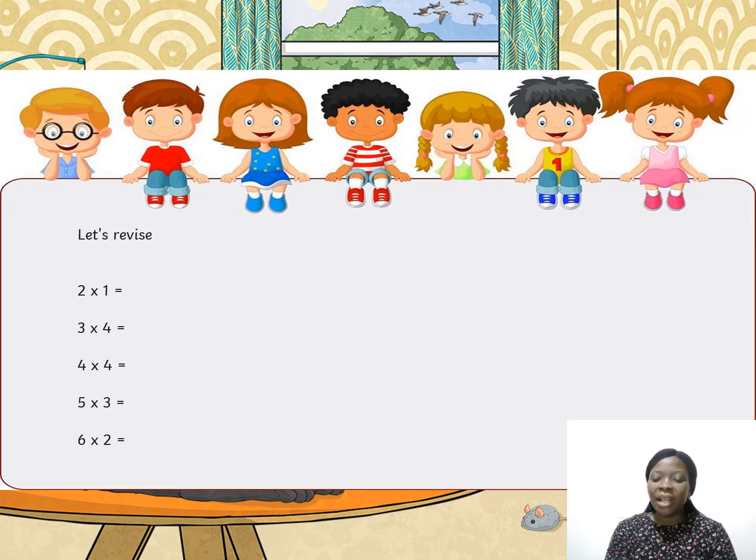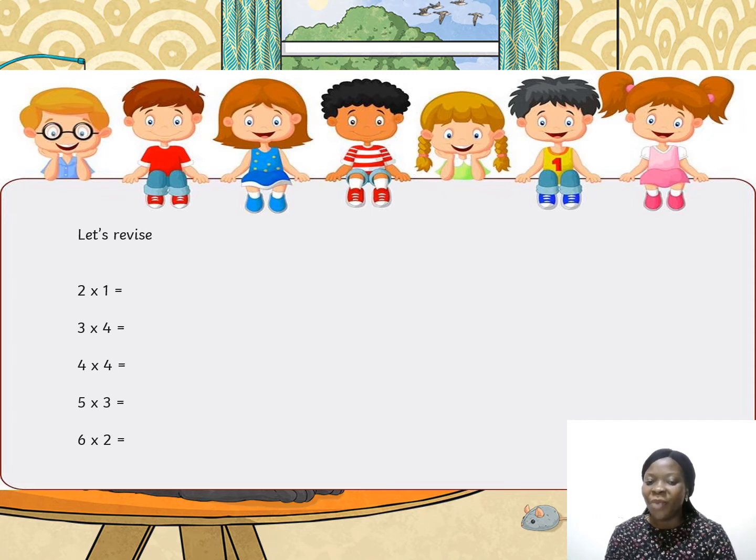Now, 2 multiply 1 is equals to, 3 multiply 4 is equals to, 4 multiply 4 is equals to, 5 multiply 3 is equals to, and 6 multiply 2 is equals to. Pause the video and have a go. Welcome back. I hope you wrote down your answers. Now, as I show the correct answers, you check and see if you've got them all correctly.